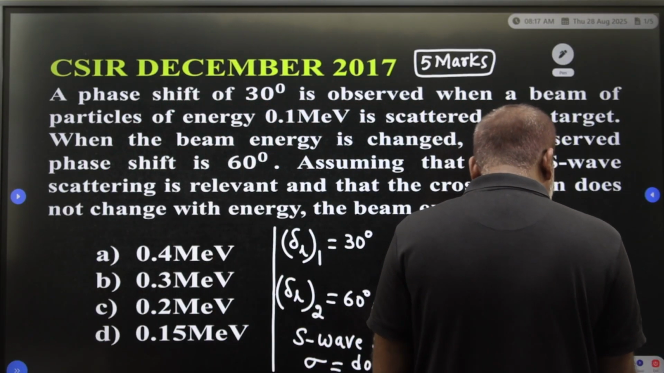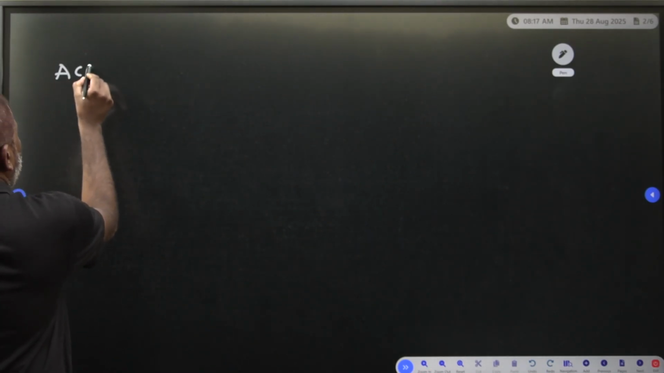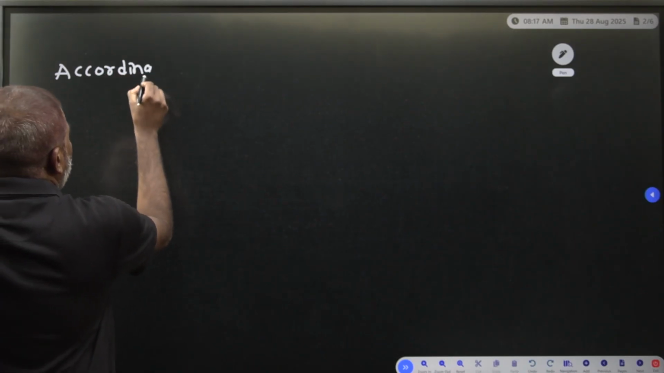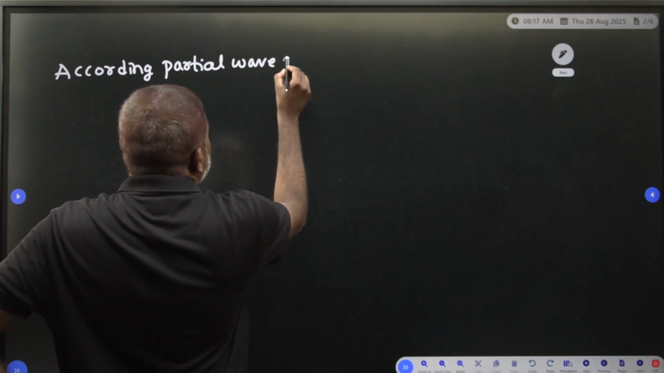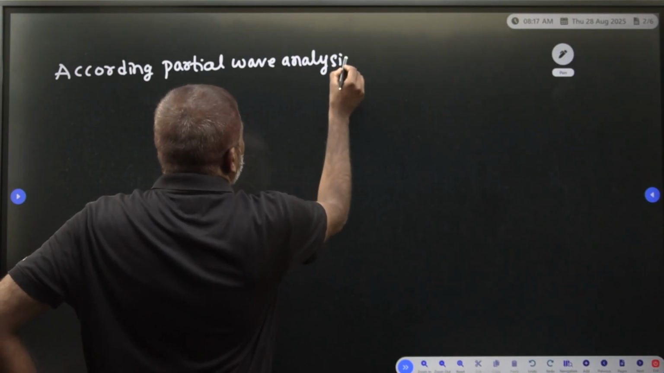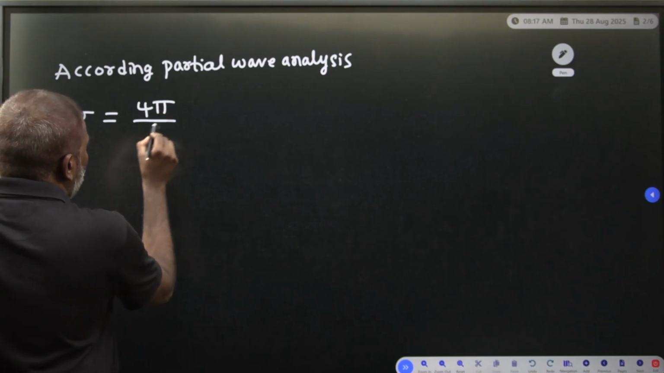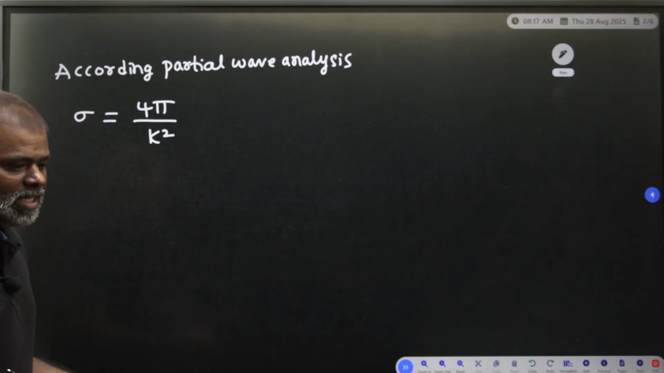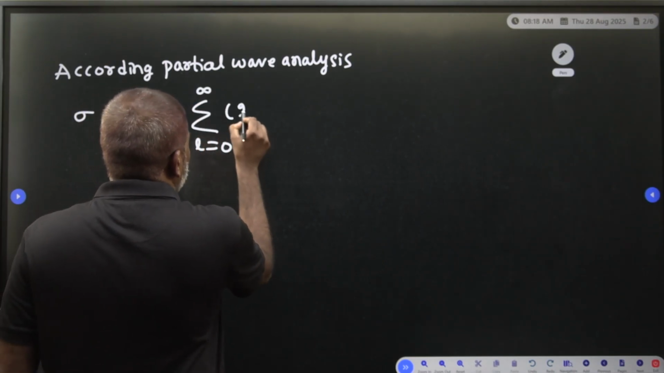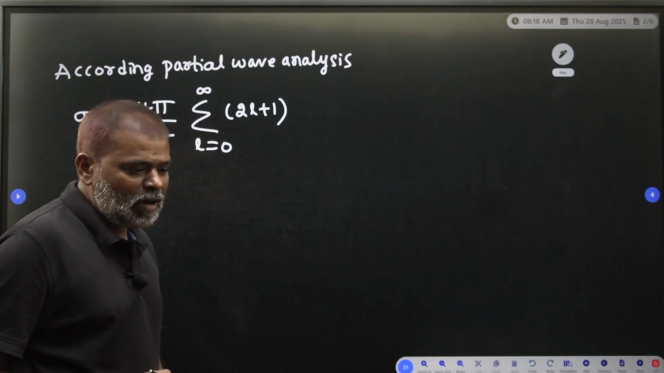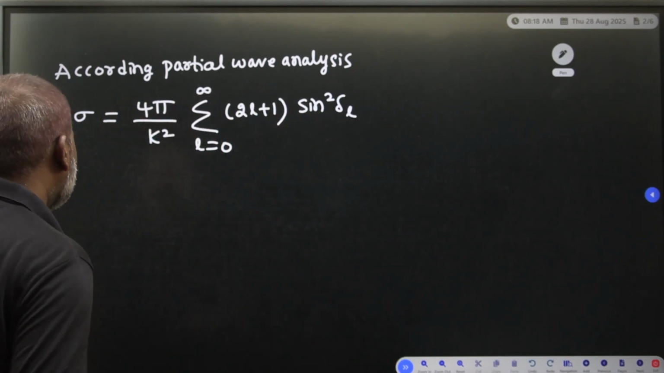According to partial wave analysis, in terms of the phase shift, the total scattering cross section sigma is equal to 4 pi by k square into the summation over L equal to 0 to infinity of 2L plus 1 into sin square delta L. This is your total scattering cross section.